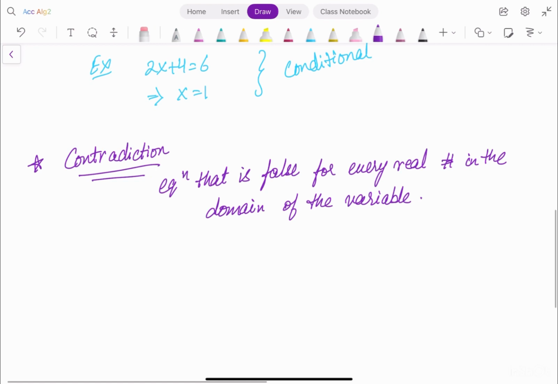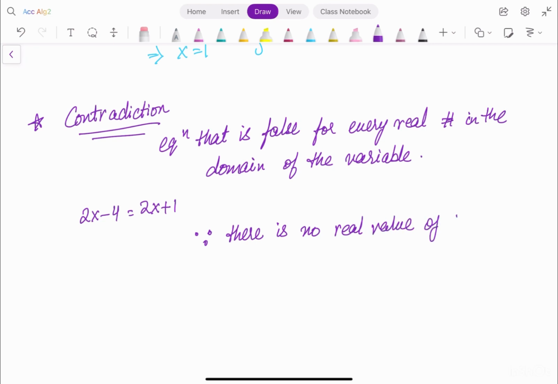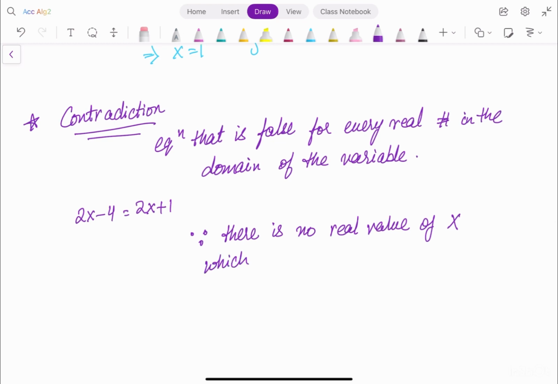Let's take one example. Let's say 2x minus 4 is equal to 2x plus 1. Do you think any value of x will satisfy this equation? No. Because if you put x is equal to 0, negative 4 is not equal to 1. If you put x is equal to 1, then also the right and left hand sides will not be equal. So because there is no real value of x which can make this equation true, these types of equations are called contradictions. Right? Because the right hand side and the left hand side don't match each other.